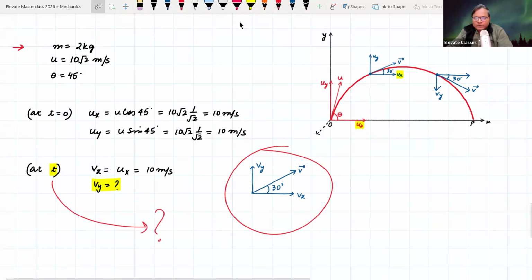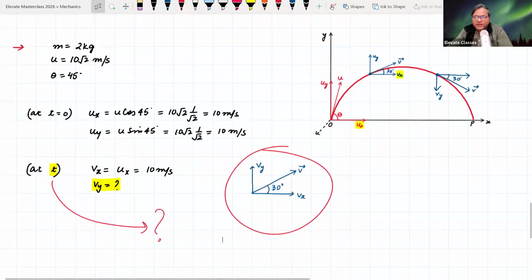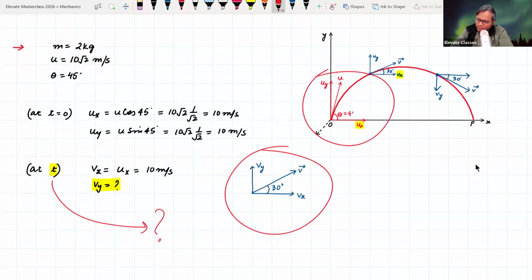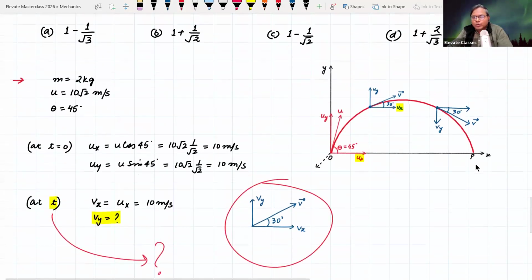After how much time, Vivek, your answer is correct. After how much time has elapsed, this configuration is achieved? Because initially, it was 45 degrees. But at a later point in time, the angle changes and it becomes 30 degrees. So what do we do?